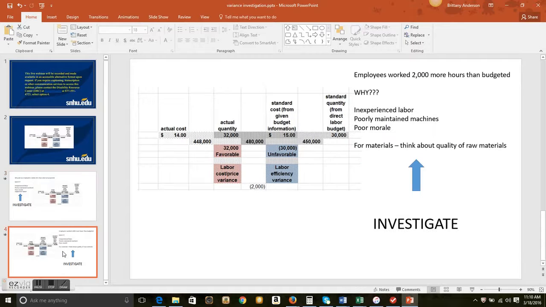Of course we are going to be far more focused on our unfavorable variance and really digging into the whys. So again, a lot of those whys that we looked at on the previous slide come right into this one because it all connects. Again, my labor force, what is their skill level? My machine level, my morale level. For materials, you want to think about the quality of the raw materials that we're using. Did we purchase materials from a new vendor, or are they lower quality and our machine is not handling it properly, creating, again, more time, more scrap, more rework.